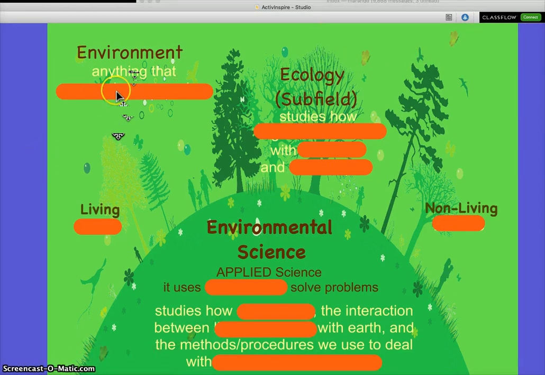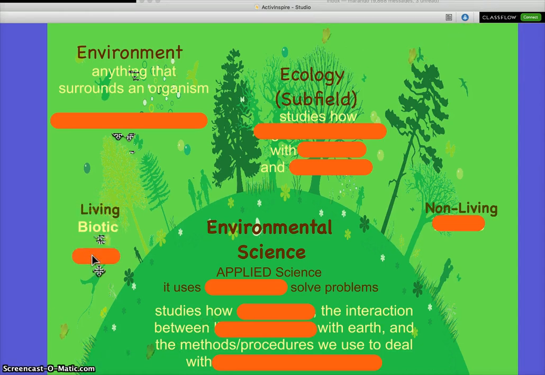Surrounds you. Good. So it can exist as a living thing, right? It could be a non-living thing. What do we call living things? What's a science root word for living? Biology. Good. So biotic is living. What do you think non-living would be? Good job. Abiotic.